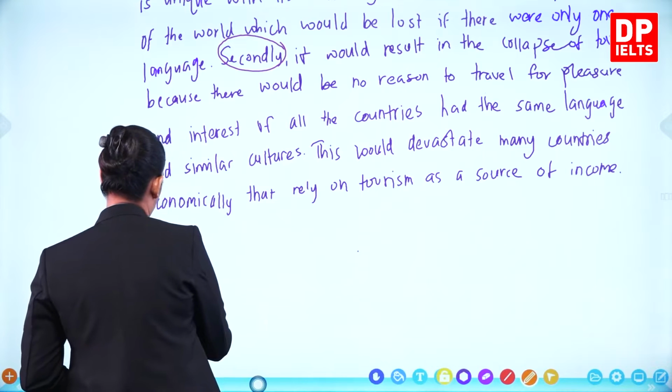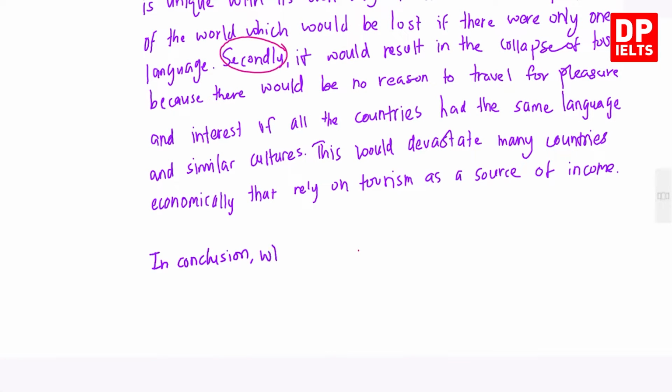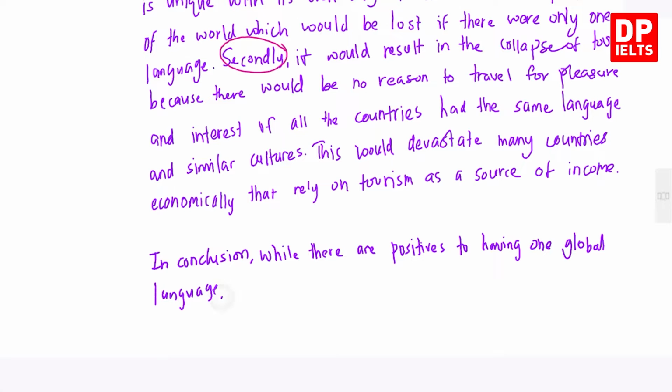In conclusion, or to conclude, while there are positives to having one global language, too much would be lost as a result.